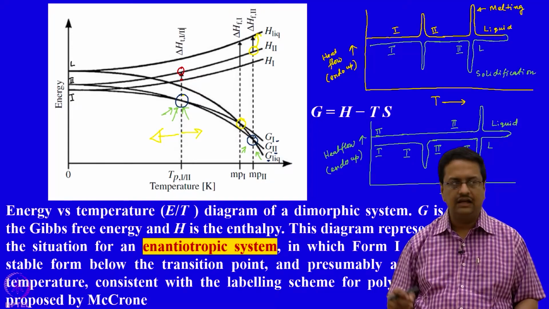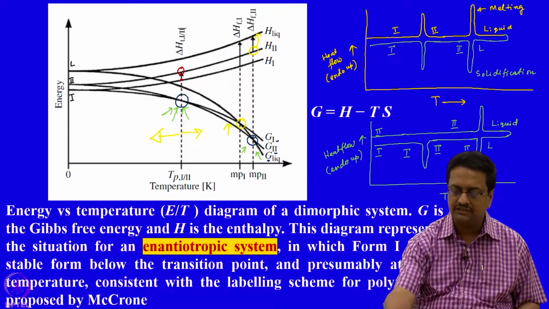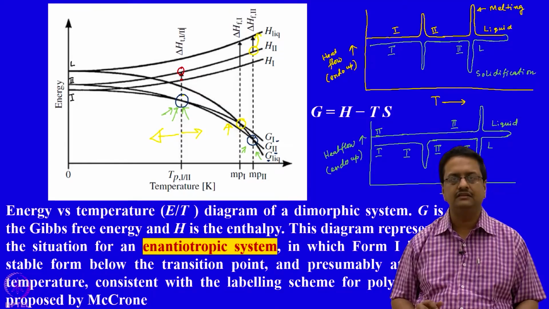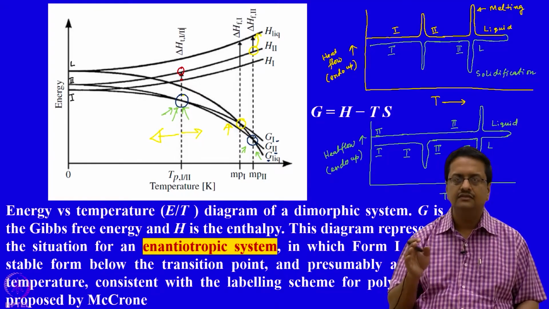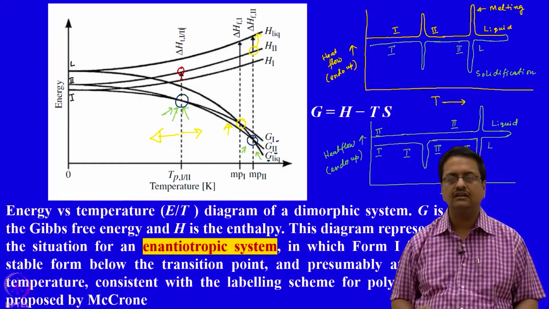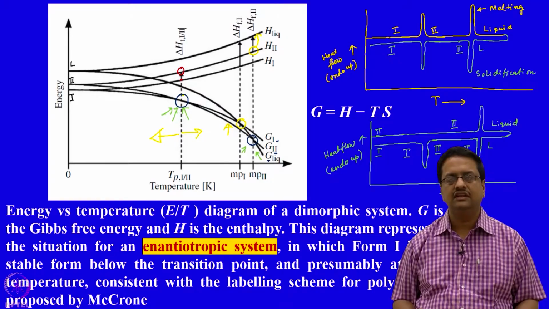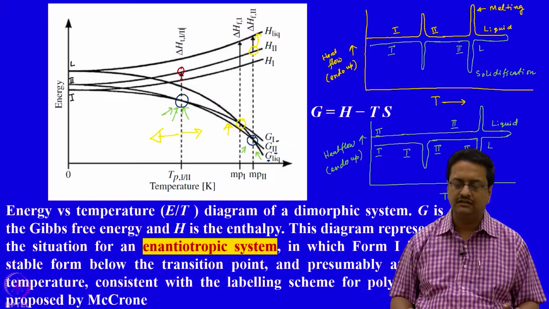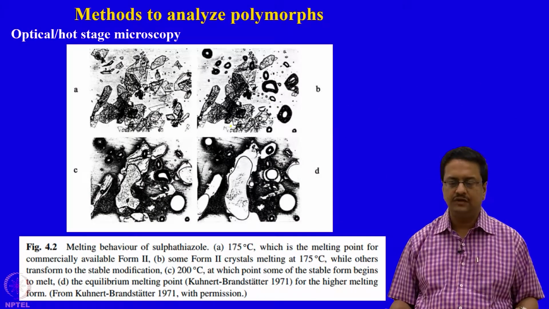Similarly, if we have phase 2 at the higher temperature, which is here, and we cool it at a very high cooling rate, then form 2 will not get converted to form 1 at the transition temperature, but will still remain as form 2 and will be stable at room temperature for a while. There are different methods to analyze these polymorphs.